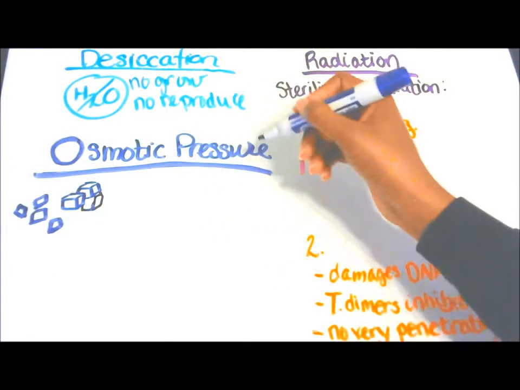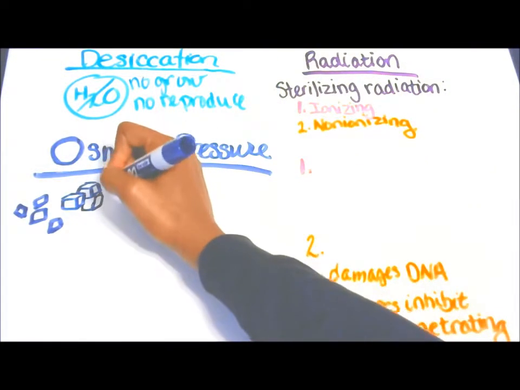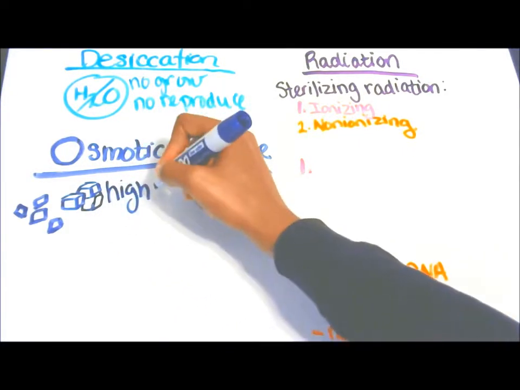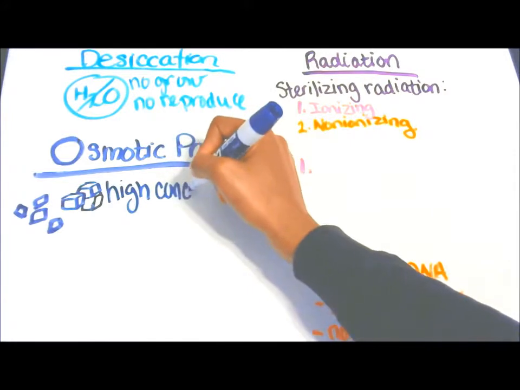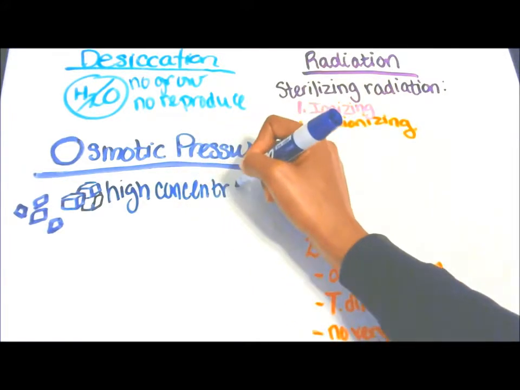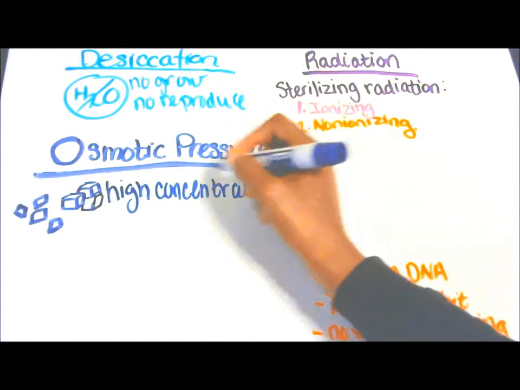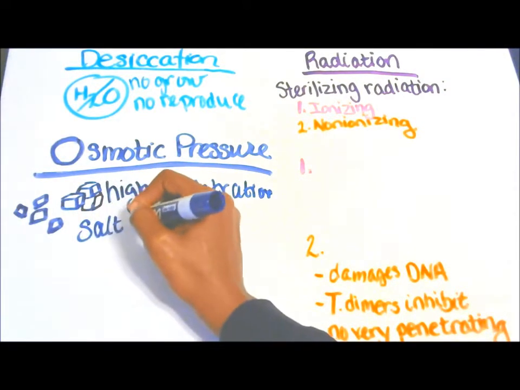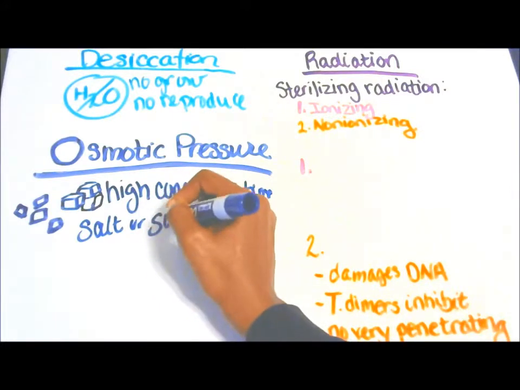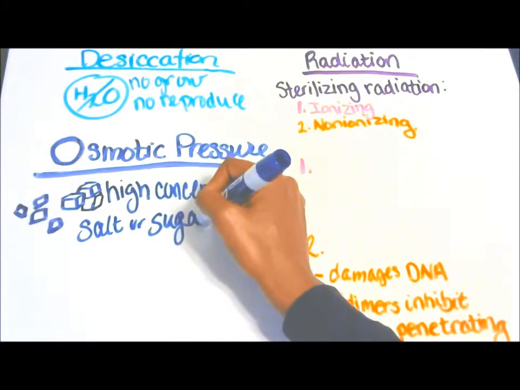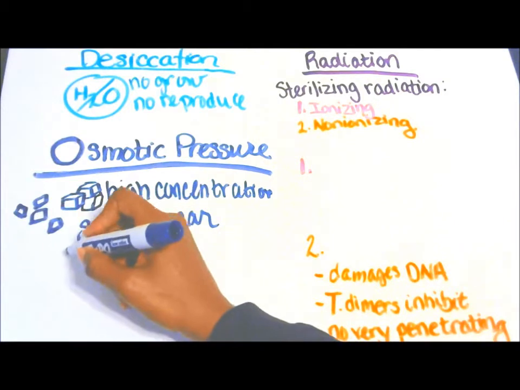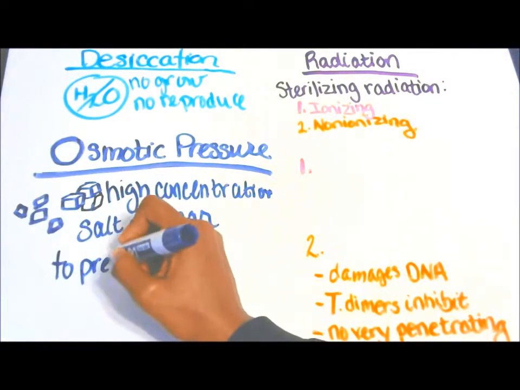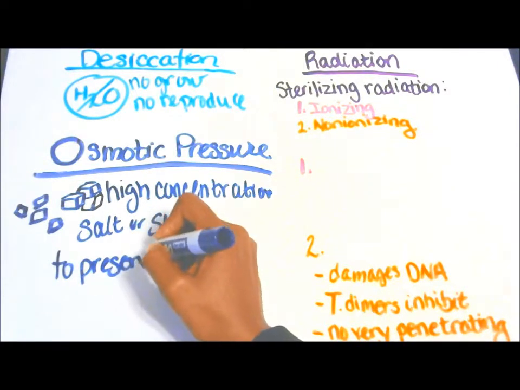In osmotic pressure, there is a use of a high concentration of salt or sugar, and it's to preserve food.